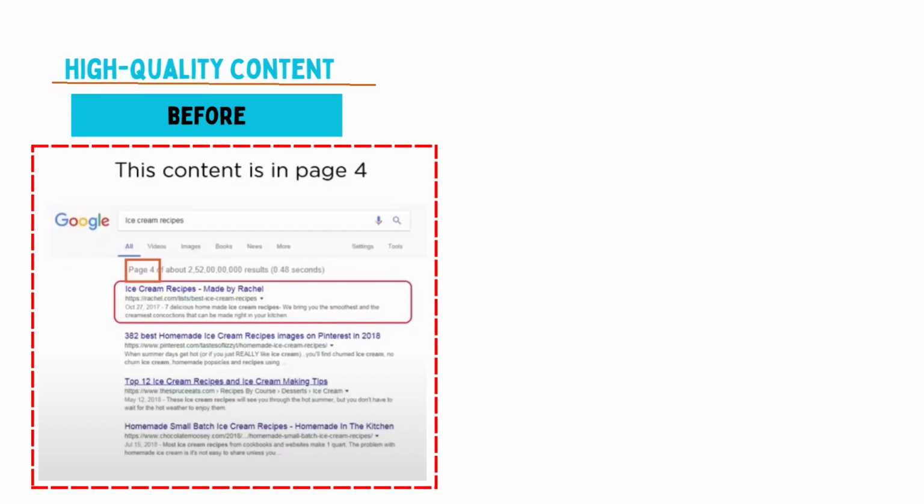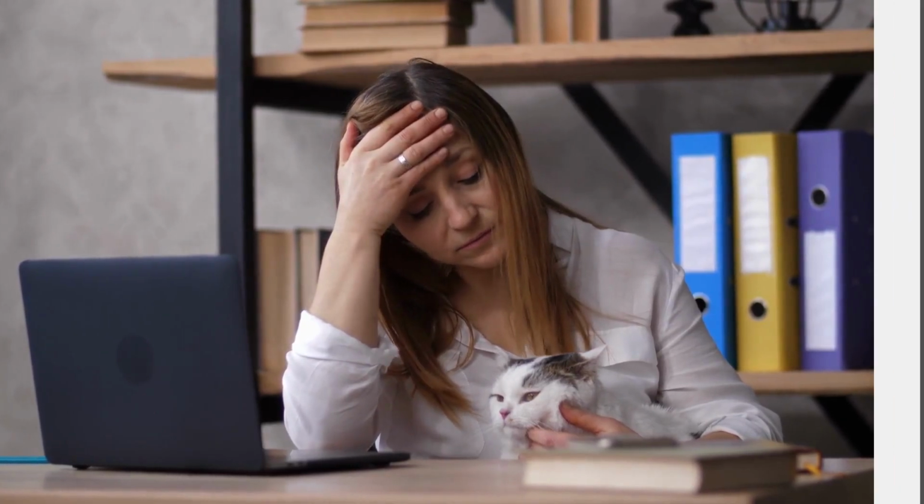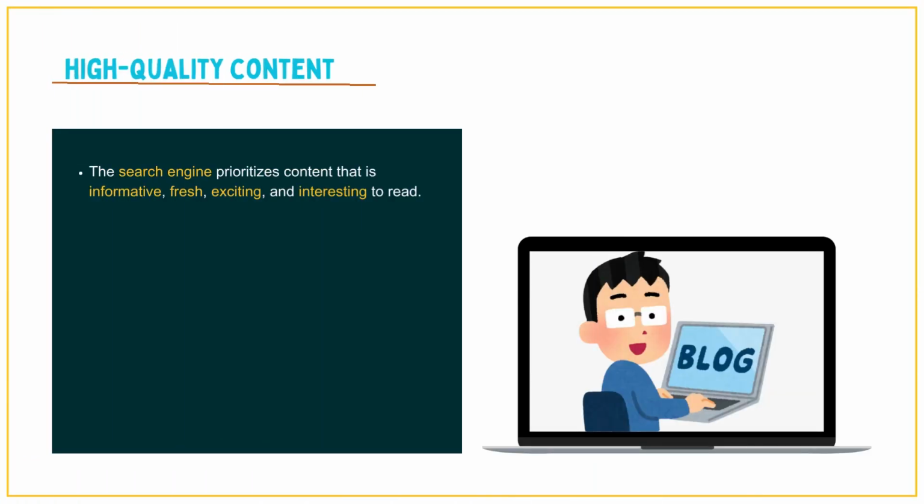To attain this, it is crucial to focus on creating high-quality content that has a positive impact on our website ranking. Suppose we have content related to ice cream recipes on our website, but it currently ranks on page 4 of Google. If the content lacks informative value and fails to engage readers, it won't receive favorable consideration from Google. The search engine prioritizes content that is informative, fresh, exciting, and interesting to read.